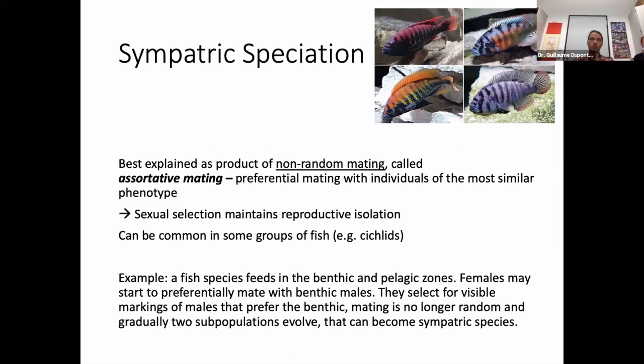So the example is, think about a fish that feeds in the benthic, so in the bottom of the lake, and one which feeds in the pelagic, so in the open water. If a female starts to preferentially mate with a male in the benthic, they mate select for males that are preferred there, and not mating with the individuals in the pelagic zone. So then mating becomes non-random.